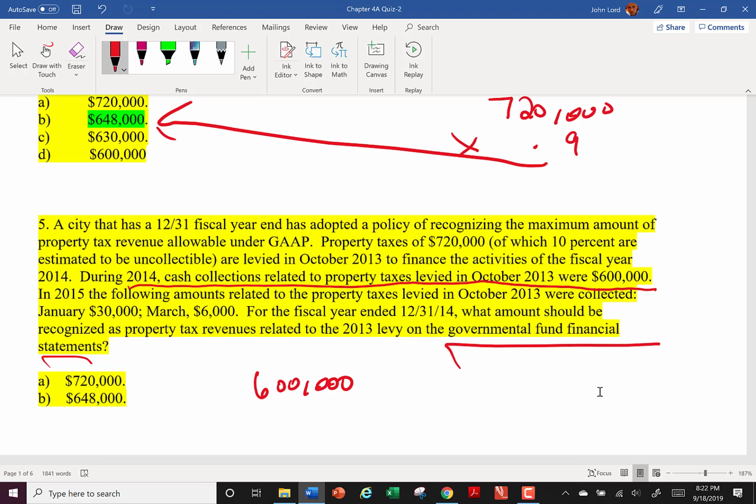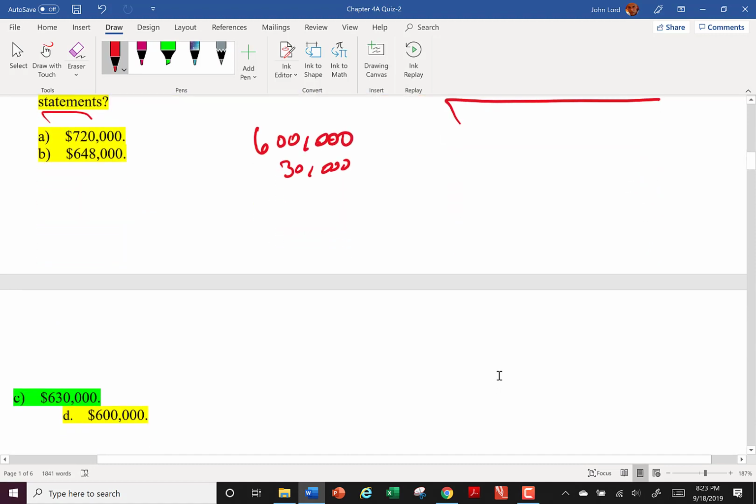Then they collect some amounts in 2015: this January, 30,000. Is January within 60 days of December 31st? Yes, it is, so I'm going to pick that up. How about this March? They should probably say when in March, because we're saying 60 days, and if it was March 1st, okay, but I think they're assuming it was a little later in March. So are we going to include that? We're assuming it wasn't March 1st or 2nd, right? So the answer here is 630.